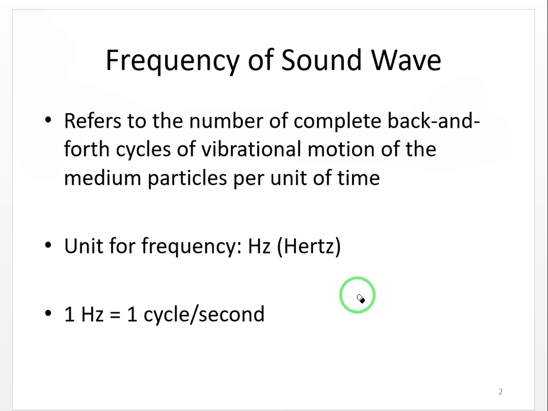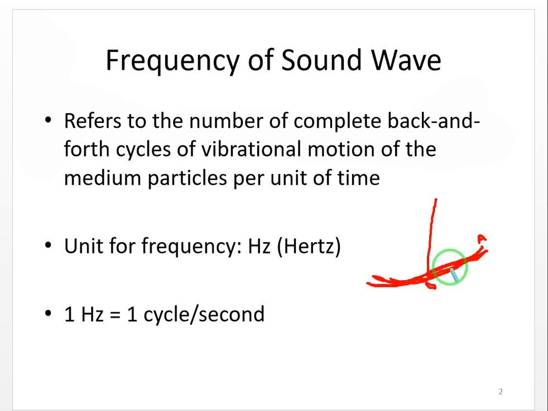Now coming to some characteristics of sound. The first is frequency. The first definition: it refers to the number of complete back and forth cycles of the vibrating motion of the medium particles. Let's see what it means. Say you have a pendulum, and you disturb it from point O to point A and let go. The pendulum starts a back and forth motion. This back and forth motion is called frequency. This is the first definition.